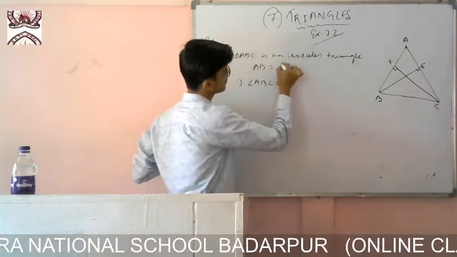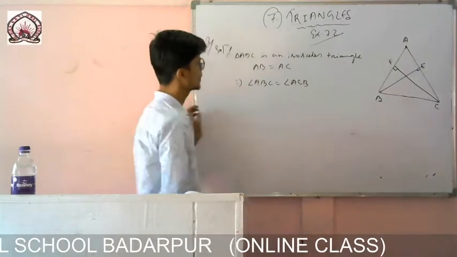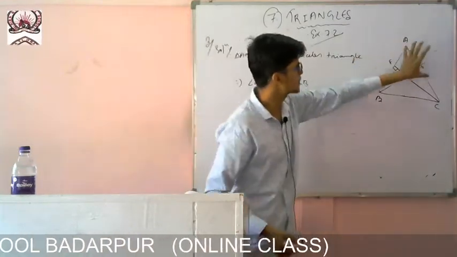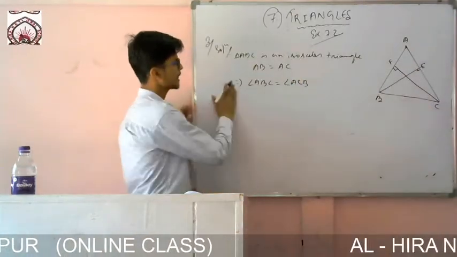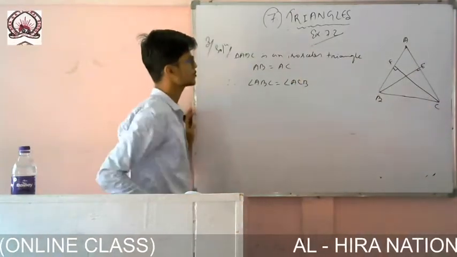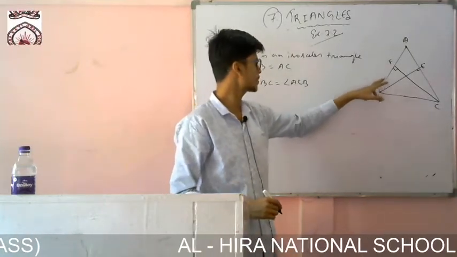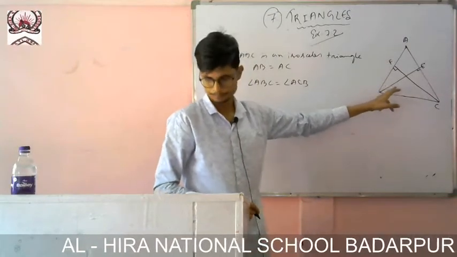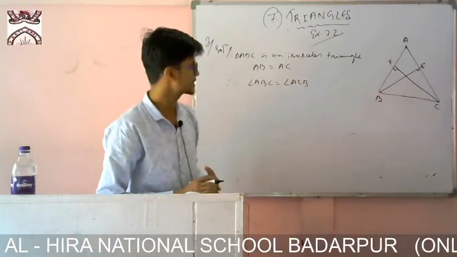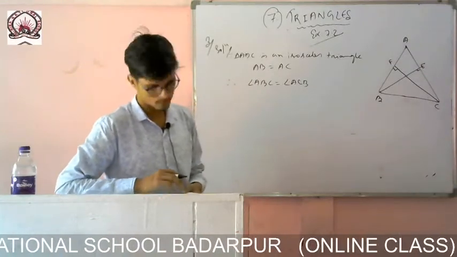AB is equal to AC. Sorry, AB will be equal to AC, not BC. So in triangle ABC, if two sides are equal, then their corresponding angles are also equal. That is, angles opposite to equal sides are equal, no? So angle ABC will be equal to angle ACB.